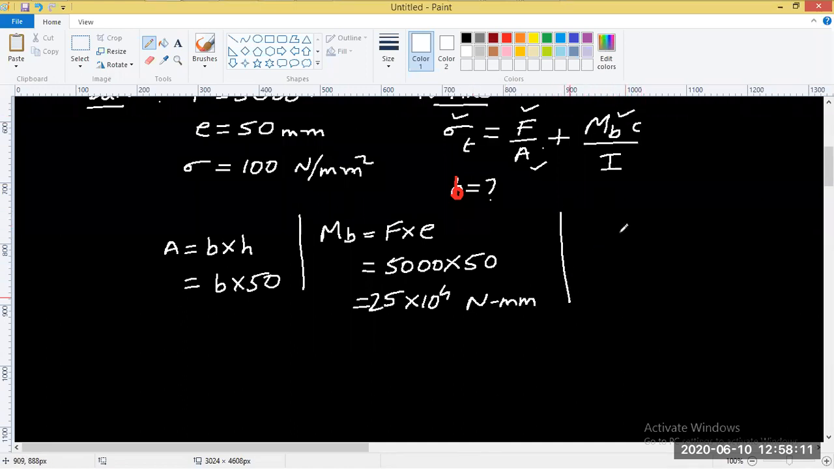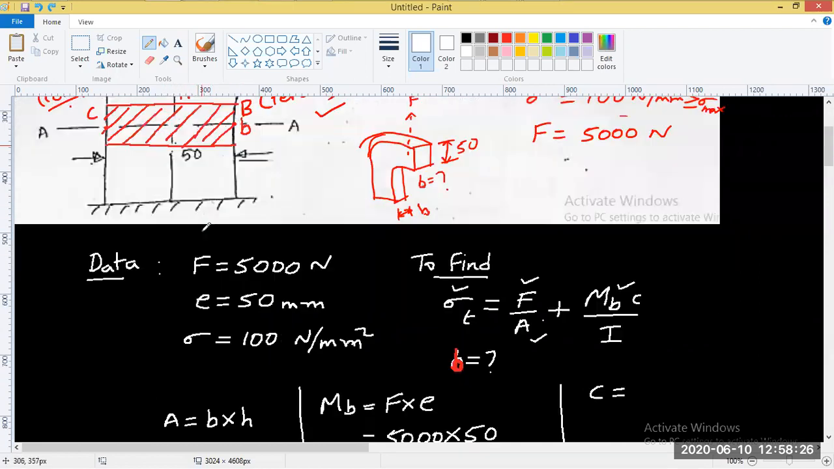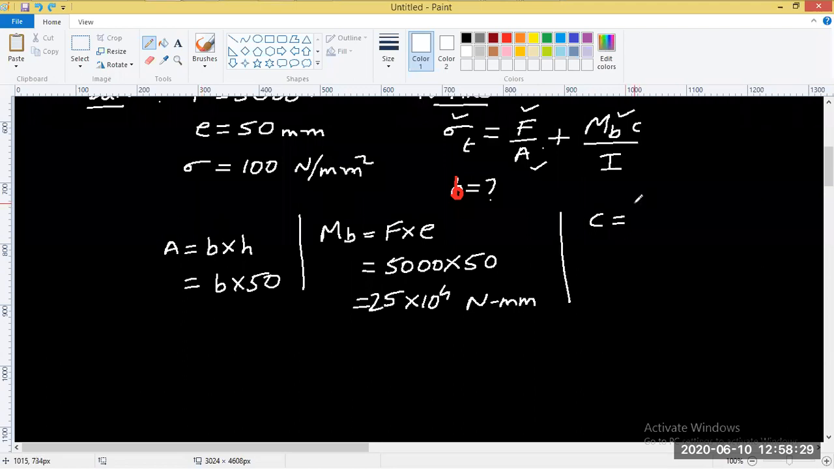Next, C is the distance from the neutral fiber. C means there is B by 2, not B by 2, H by 2 in this case. So C, this is the distance on the x-axis. That is 50 by 2. C is 50 by 2, that is 25 mm. Then C is found.